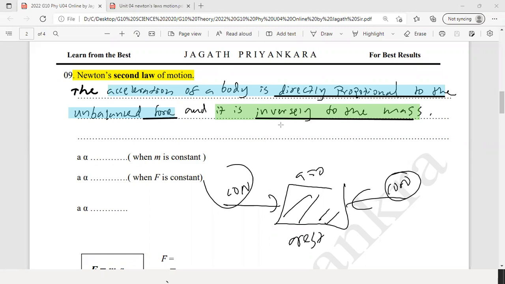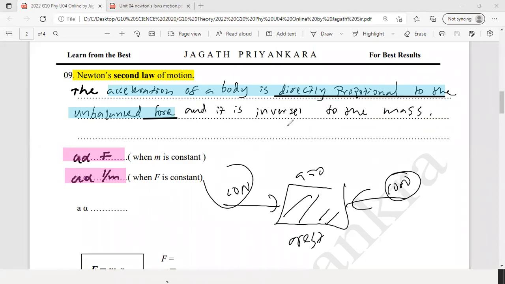Look at here. I have given here acceleration. This is the directly proportional sign. Acceleration is directly proportional to the force. And acceleration is inversely proportional to the mass. How to write the inversely proportional? Directly proportional to force, inversely proportional to the mass. Right.